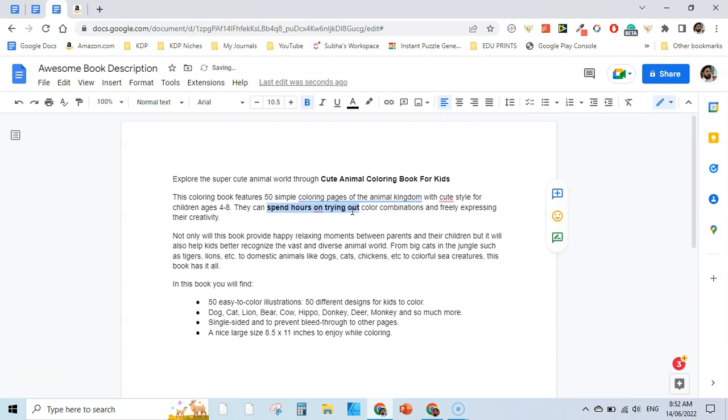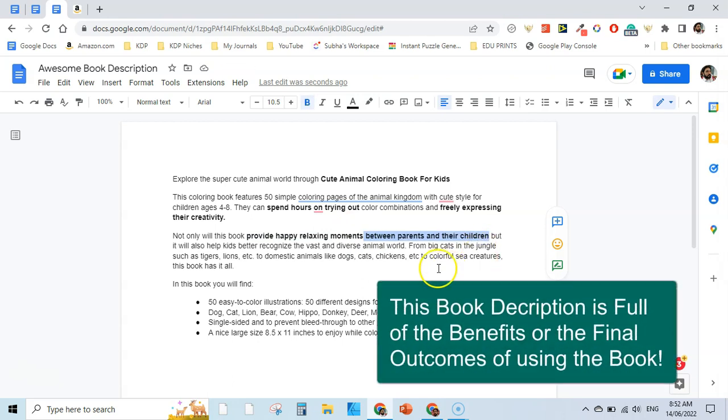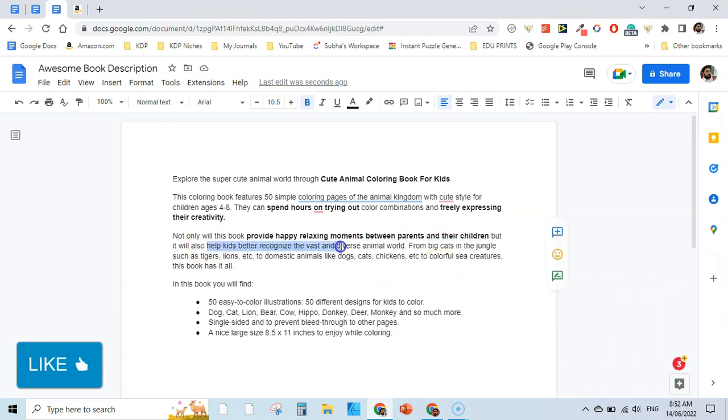I am bolding the benefits. Spend hours on trying out color combination and freely expressing the creativity. This is another benefit. So I want to bold this out. Then not only will this book provide happy, relaxing moments. Another benefit between parents and their children. So keep bolding this because this is between parents and the children. But it would also help kids better recognize the vast and diverse animal world. Another benefit, it helps kids recognize the vast and diverse animal world. So from big cats in the jungle such as tigers, lions, domestic animals like dogs, cats, chickens, to colorful sea creatures, this book has it all.